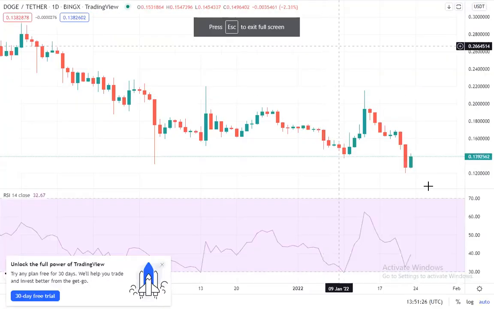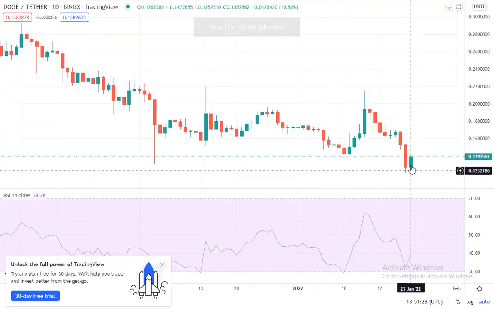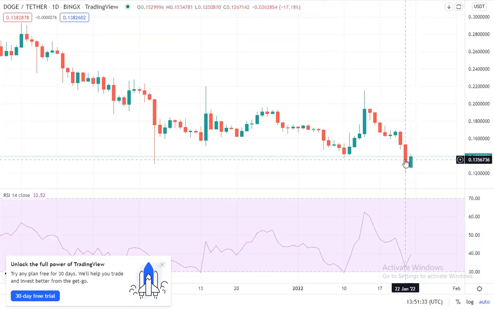Now, this is candlestick. The green you are seeing here is the bullish candlestick. The red you are seeing here is the what? Bearish candlestick. You understand? The red you are seeing here is the bearish candlestick.